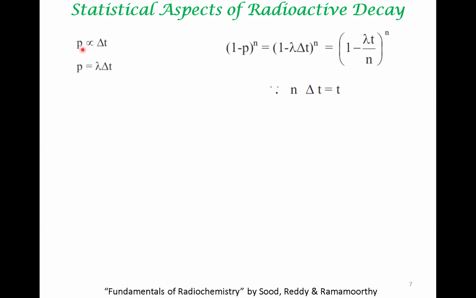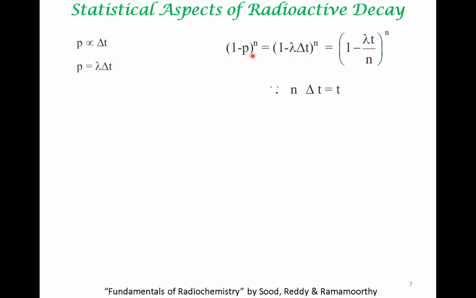So if this is the probability for decay, the probability of something not decaying is 1 minus P. In each of these time segments, delta T, the probability of it not decaying is 1 minus P. So if it does not decay for n time segments, you multiply all these probabilities together, right?